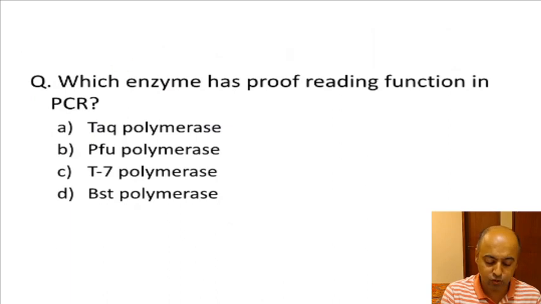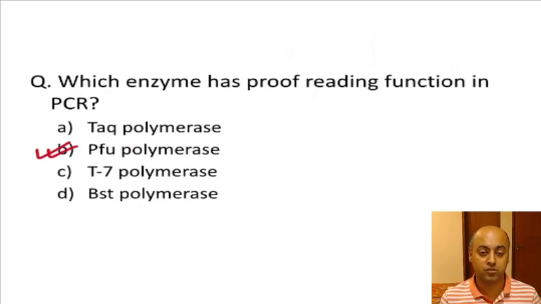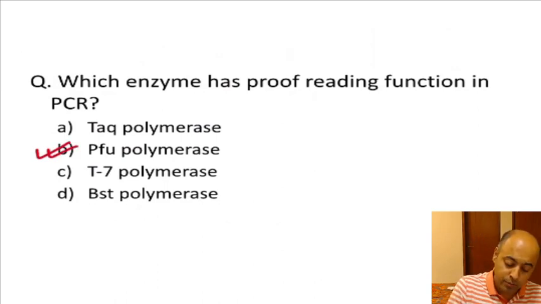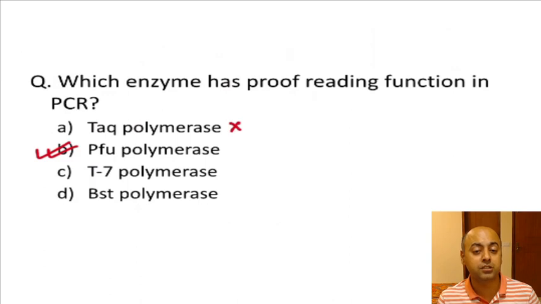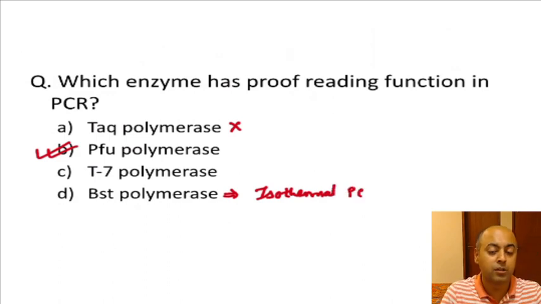Now, this question is related to the PCR: which enzyme has proofreading action? Please note the answer should be the Pfu polymerase. The proofreading action is not present in Taq polymerase, but it is present in the Pfu polymerase. About Bst polymerase, what you should remember? It is used in what is known as the isothermal PCR.